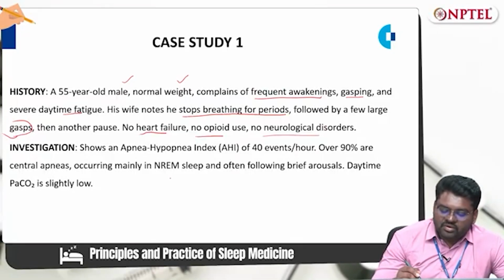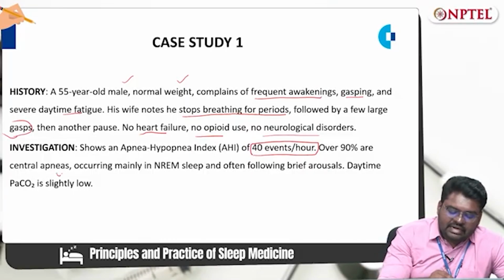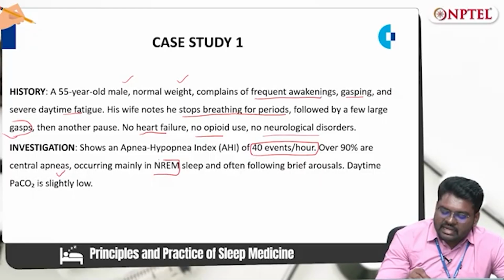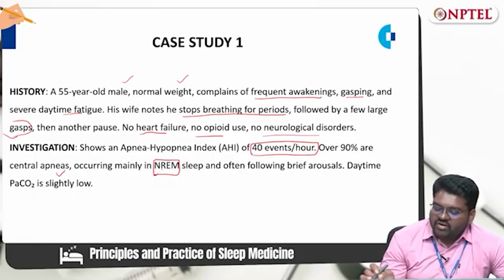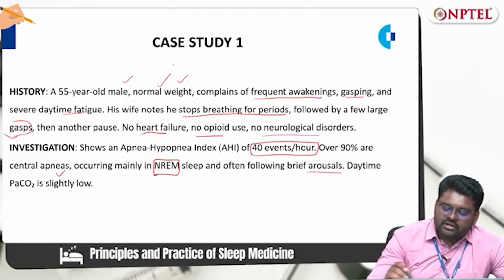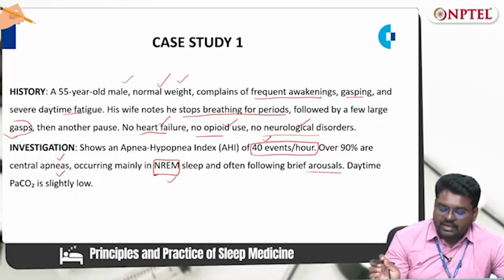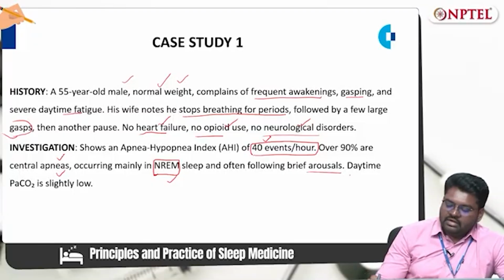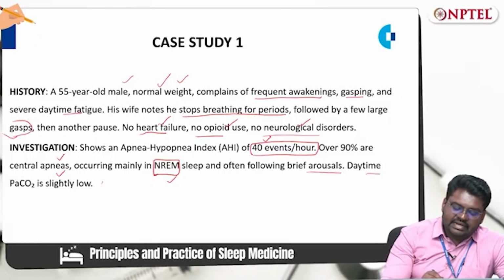We did a polysomnography, which shows an AHI of more than 40 events per hour. Over 90% are central apneas occurring mainly in NREM sleep and often following brief arousal. So what are the clues? The patient is of normal weight, with no heart failure, no opioid use, no neurological disorders. AHI more than 40, all are central sleep apneas in NREM sleep. And the important point, the daytime PCO2 is slightly low.